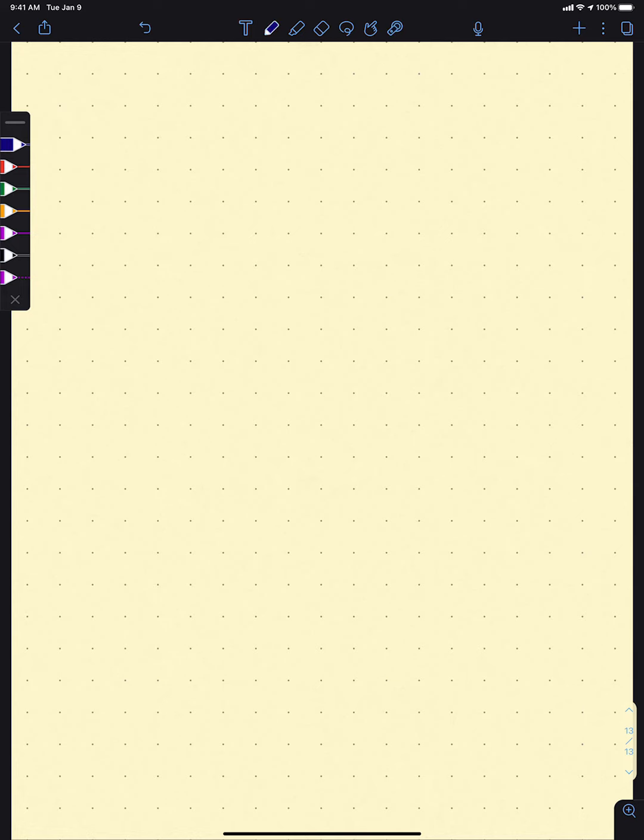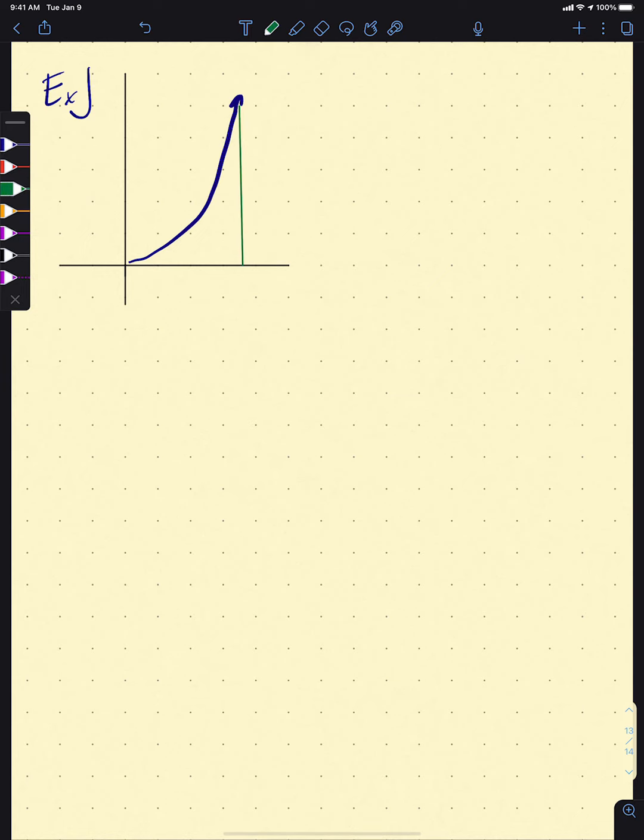So let's look at a function that has a little bit more to it, right? Let's go back to x squared. Our parabola, that's going to look like that. What's this area here? If this is 1, right? What is the definite integral from 0 to 1 of x squared dx?